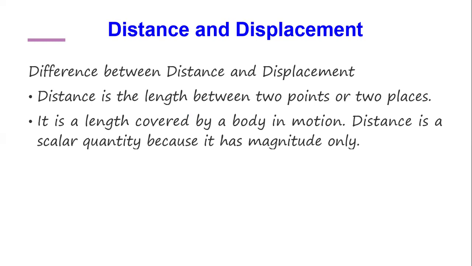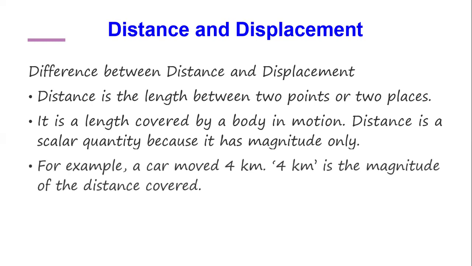The distance is a scalar quantity because it has magnitude only. So the distance only has magnitude, that is the amount observed within a given length covered. For example, a car moved 4 kilometers. 4 kilometers is the magnitude of the distance covered by such a car.